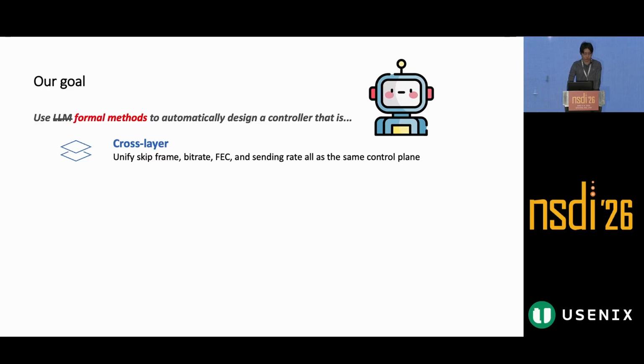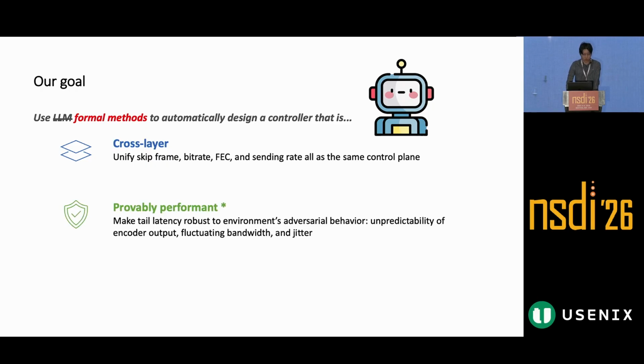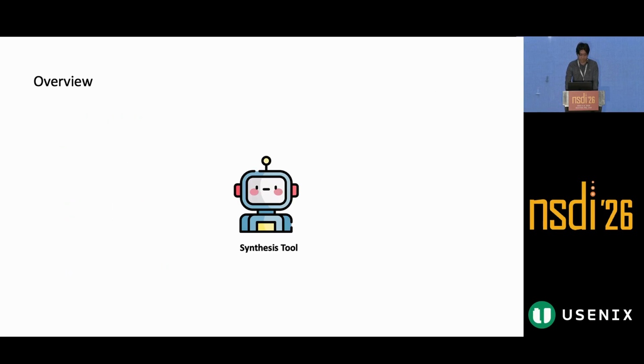First, it should be cross-layer. It needs to unify all the actions we talked about before in the same control plane. What's more, because we use formal methods, we want it to be provably performant. We need to make tail latency robust to the environment's adversarial behavior, which could include unpredictability of encoder output, fluctuating bandwidth, and jitter. Last but not least, we also want it to be interpretable so that people can understand what the controller is doing and why.